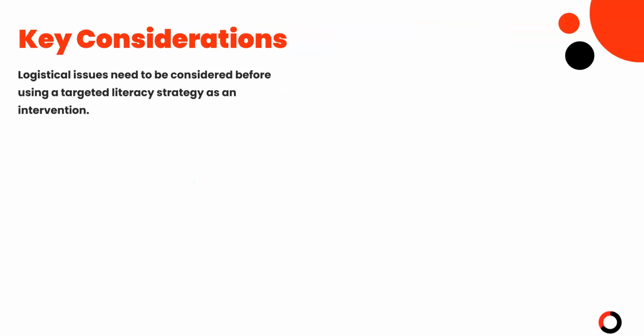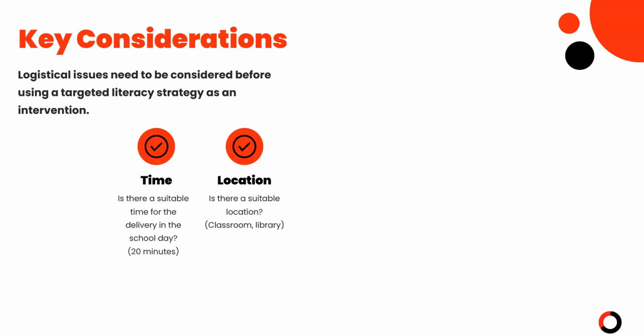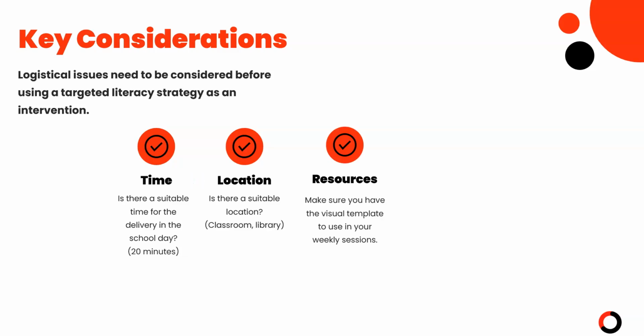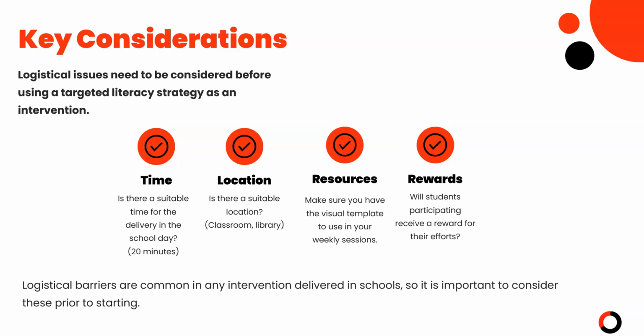And finally, just going on to some key considerations, logistical issues need to be considered before using a targeted literacy strategy as an intervention. So is there a suitable time in the day for the delivery? Is there a suitable location? For the resources, have you got the visual templates available? And will you link this to any rewards? So logistical barriers are common in any intervention delivered in schools, so it's just important to consider these prior to starting.